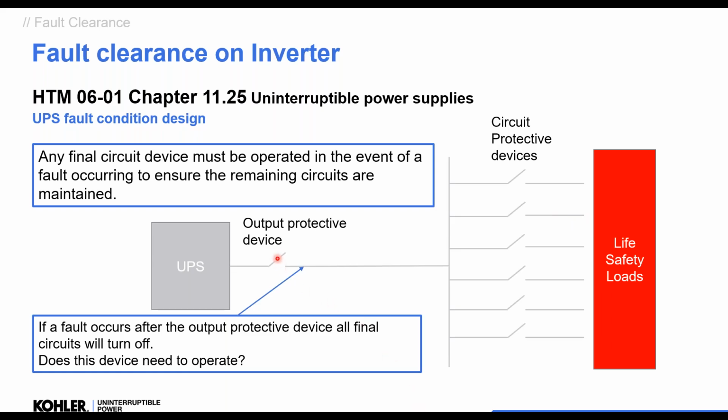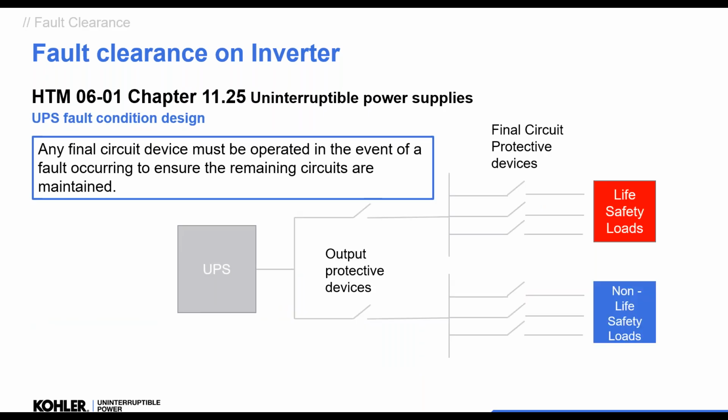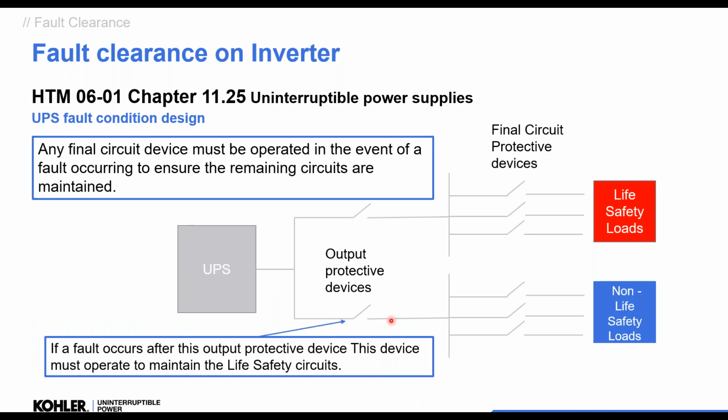One thing to note is, if we have a fault here, do we operate that protective device? Because if there's a fault here, we've lost everything anyway. That might be different if we've got two different things connected. If we have a fault here on the non-life safety load, we want that to operate, because we want to maintain the life safety loads.